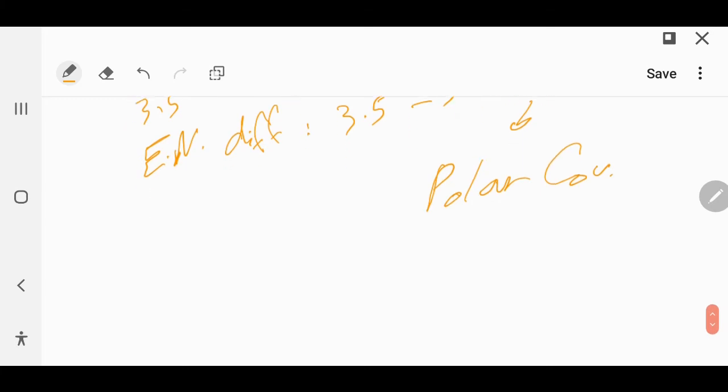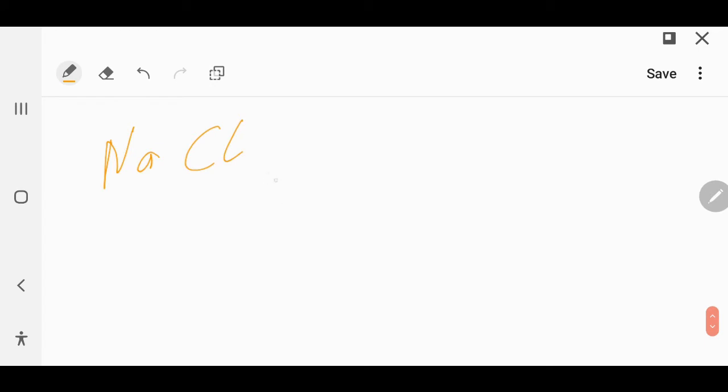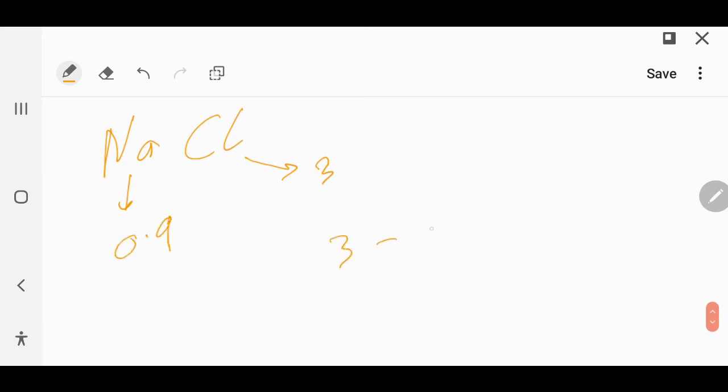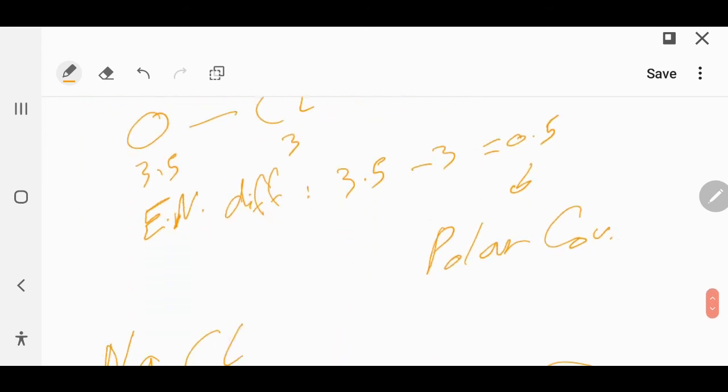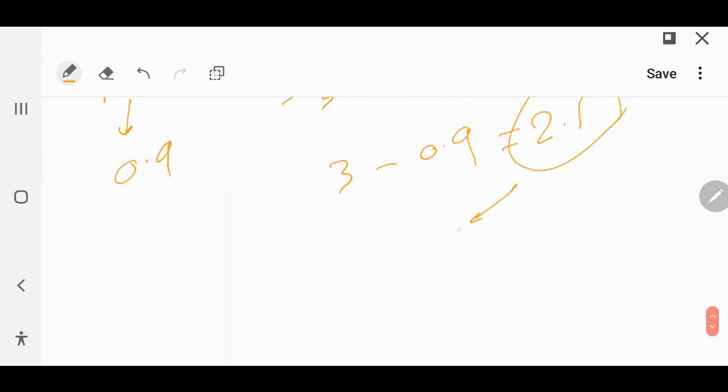For example, if we have NaCl, as we know, chlorine electronegativity is 3, and for sodium 0.9. Now the difference here is 3 minus 0.9, which is 2.1. It is located in the ionic bond region, so NaCl will form an ionic bond. And it is just simple like that.